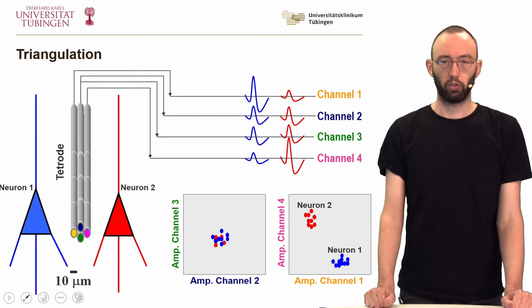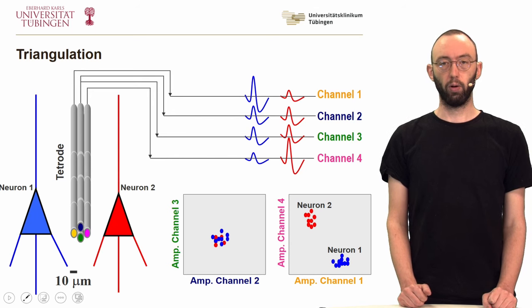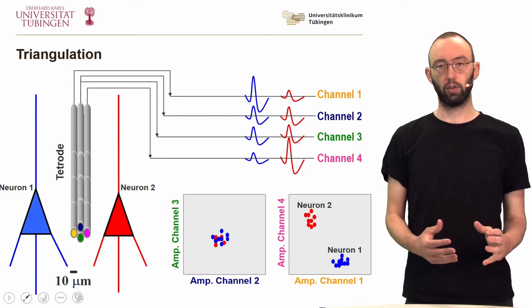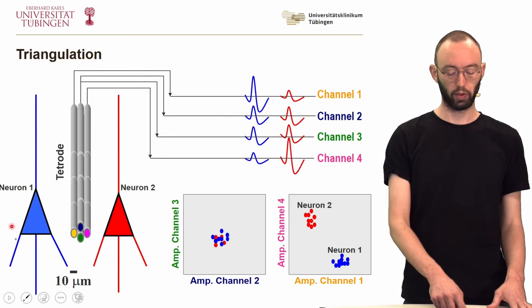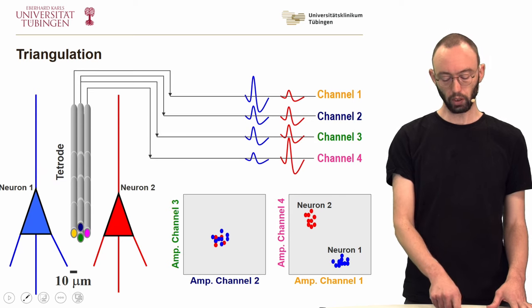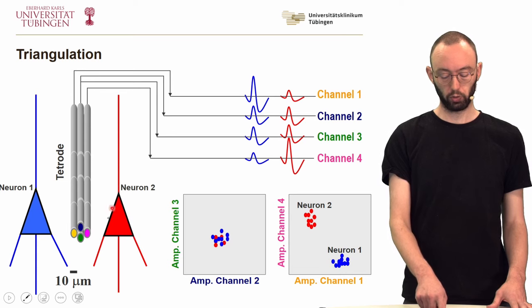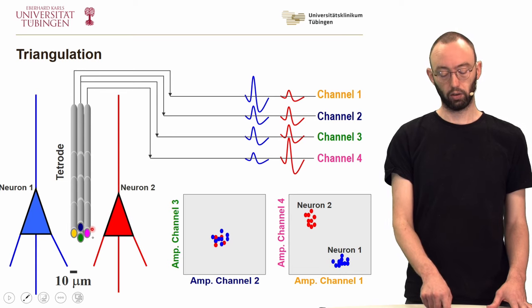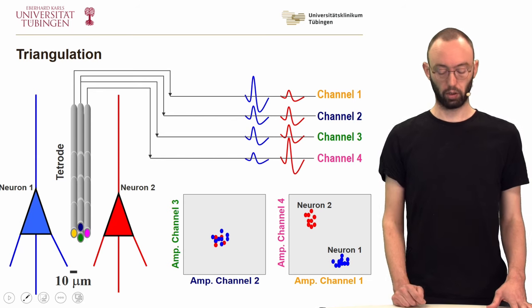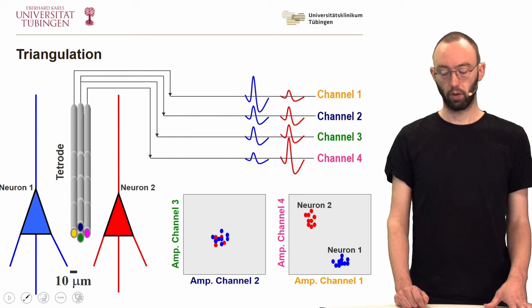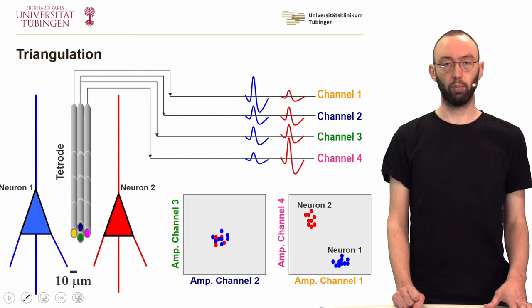The principle by which tetrode spike sorting works is by triangulation. So what we exploit is that neurons in the vicinity of the tetrode are closer to some of the channels than to others. So for example here, neuron 1 is closer to the yellow channel than neuron 2. And neuron 2, vice versa, is closer to the pink channel than neuron 1. They both have the same distance to the green and the blue channel. You can also see that if you look at the signatures on the different channels up here.